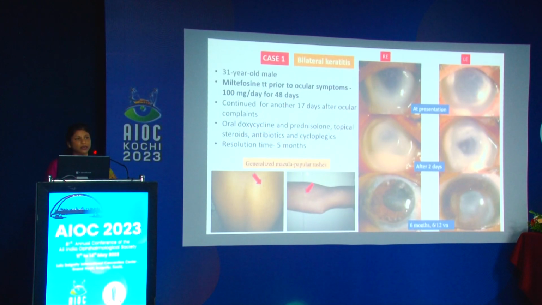When the test came negative, we started oral steroid, and since there was a thinning, we started doxycycline also. In the left eye, we started topical as well as oral, and both the eyes resolved very well after the use of steroid, but it took a very long time, 5 months.